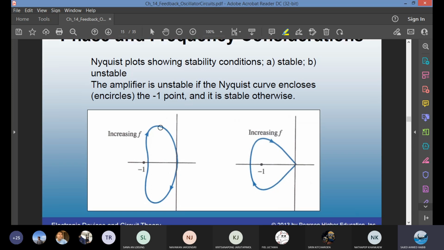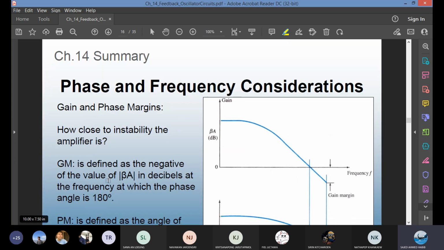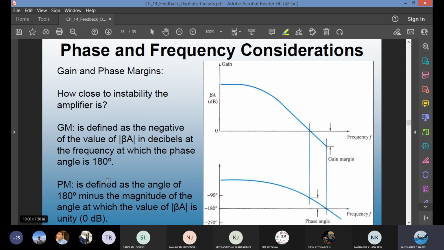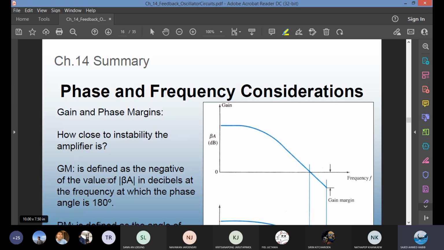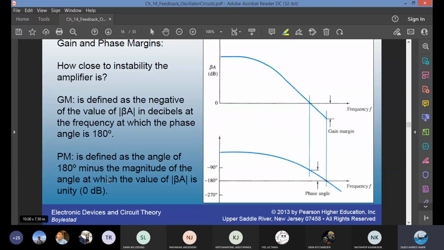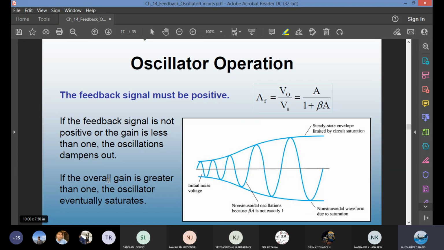So if this is a diagram, Nyquist plot, there's a point minus 1. If the curve encircles the minus 1 point, it is unstable. If the curve does not encircle the minus 1 point, then it is stable. This one you can also skip, phase and frequency consideration. So slides 14, 15 and 16, I will not ask question from here. Now, we were talking about oscillator operations or oscillations.